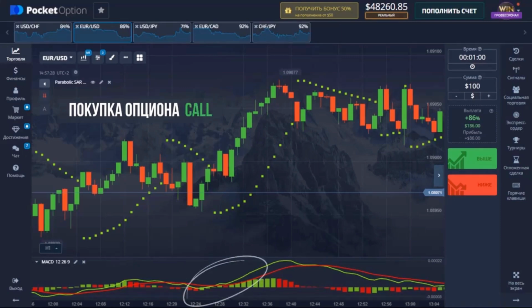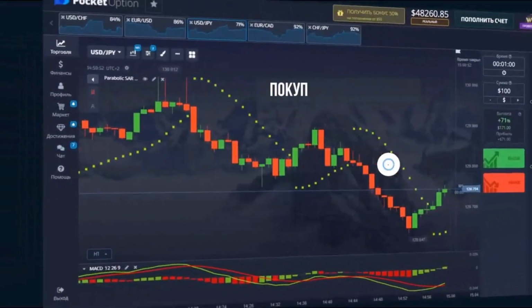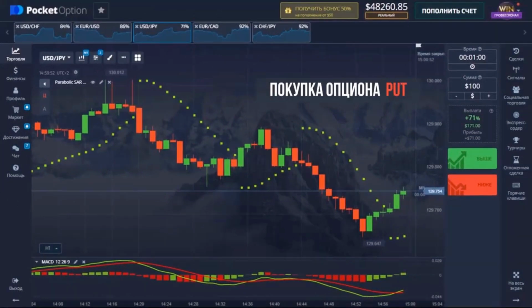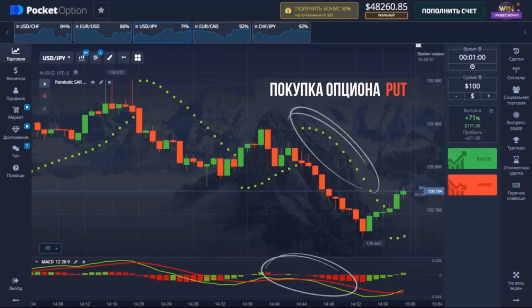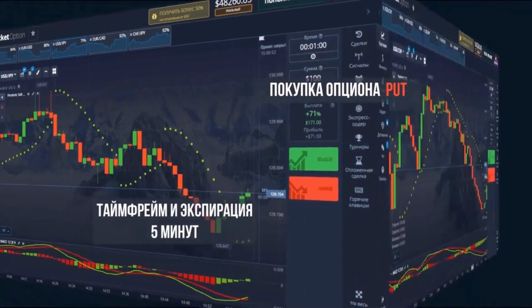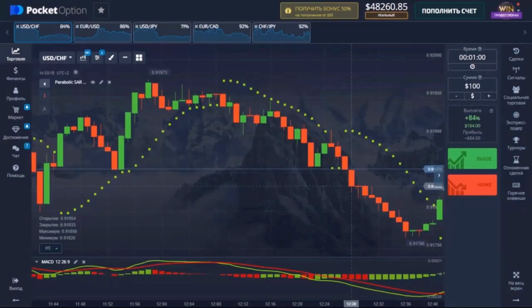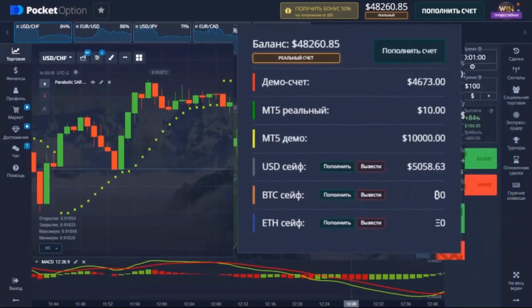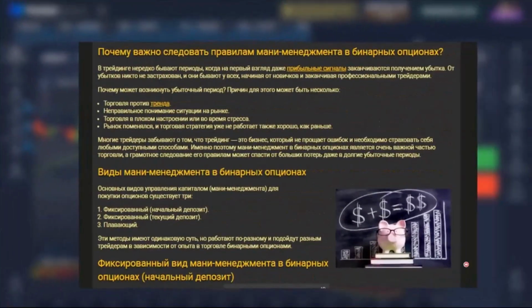Put options are bought when 1. The MACD crosses the 0 level from top to bottom and the parabolic SAR is above the price. The time frame for this strategy is 5 minutes, and the expiration is also 5 minutes. Don't forget that trading binary options involves risks, so be sure to test this strategy on a demo account and always follow proper money management and risk management rules.